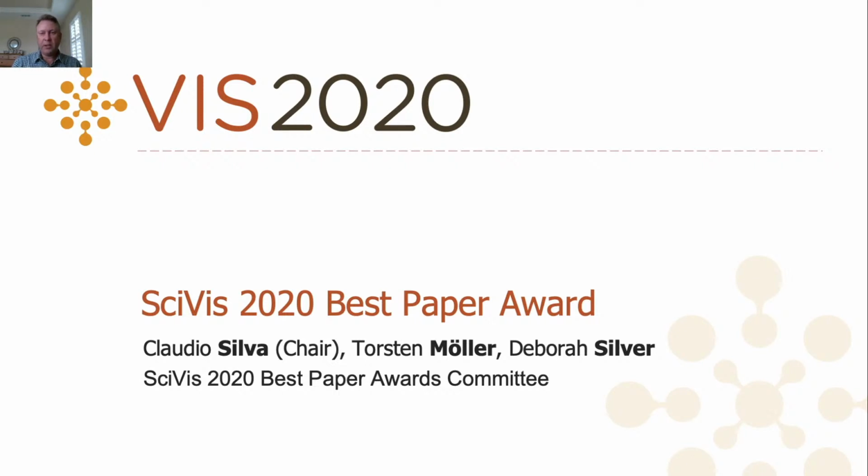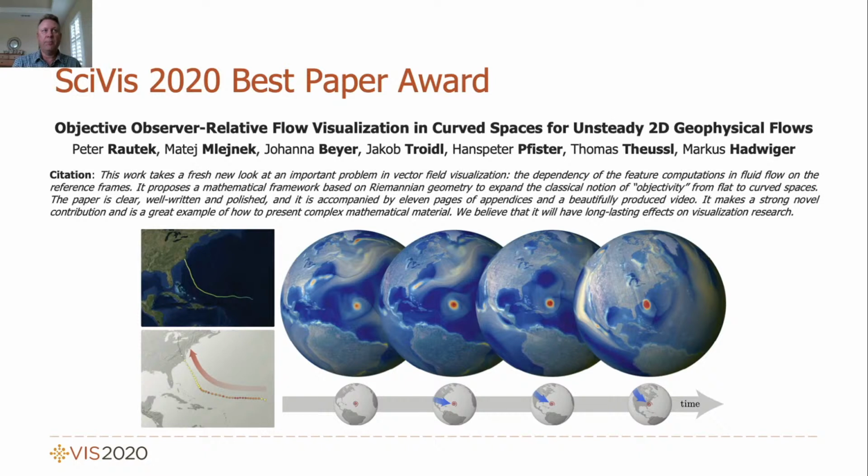And this year's SciVis Best Paper goes to the paper Objective Observer Relative Flow Visualization in Curved Spaces for Unsteady 2D Geophysical Flows. And I hope you had a chance to sit in and listen to this paper presentation earlier this morning.